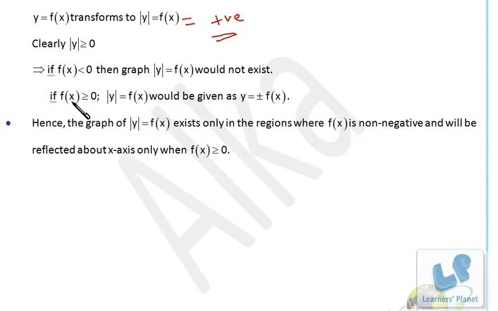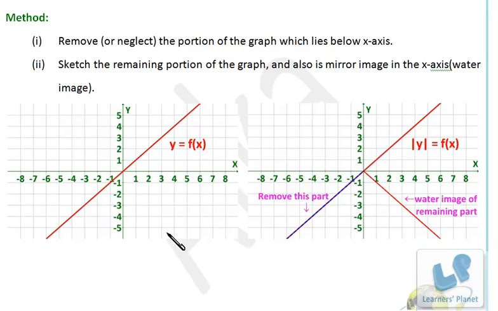Okay, and if f(x) is greater than or equal to 0, then modulus of y is equal to f(x) would be given as y is equal to plus minus f(x), right? Let me just take an example. After that it will be clear. Instead of discussing too much theory, let's take an example. Now just see carefully. We have this graph of y is equal to f(x), right? Now if I have to convert y to modulus of y, then what will happen? f(x) will be a positive quantity, right?